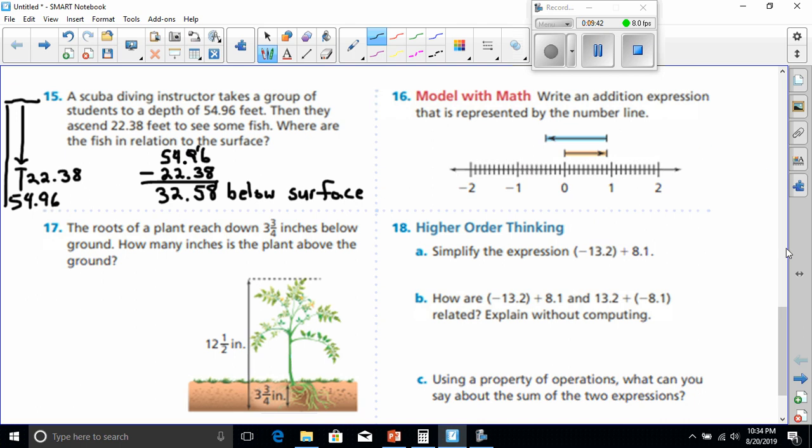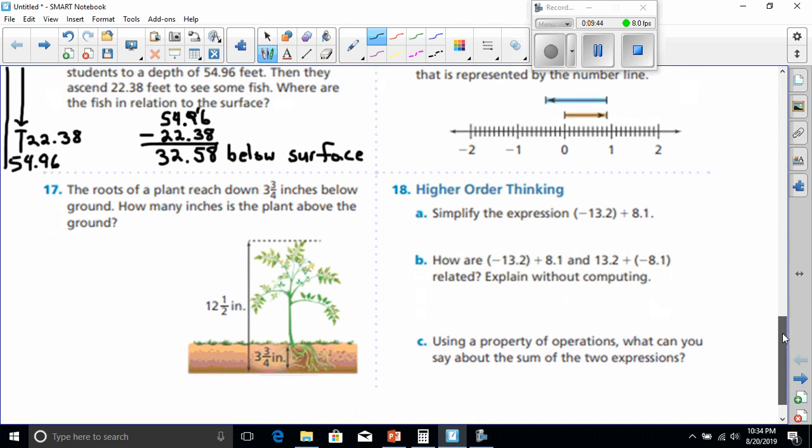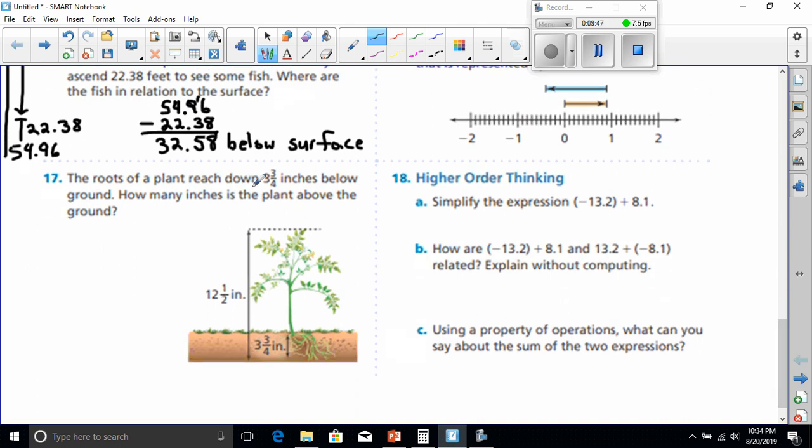All right, I'm on the last one, number 17 now. The root of the plant reaches down 3 3/4 inches below the ground. How many inches is the plant above the ground? Well, we know that the root is 3 3/4, and the whole plant is 12 1/2. So we've got to go ahead and subtract 3 3/4 from 12 1/2. We have the problem 12 1/2, and we need to subtract 3 3/4 from it.